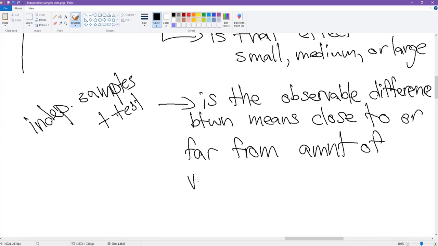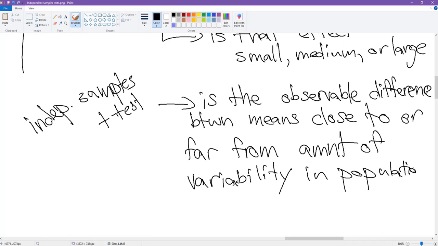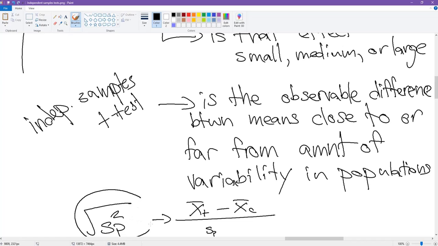That's probably a little confusing, so just give me a second. Variability far from the amount of variability in populations. That's because when you calculate an effect size, all you're really doing is taking the difference between your sample, your treatment means, and your control mean. And you're dividing that over your pooled standard deviation. Not your pooled variance. You take your pooled variance and you square root it in order to get that number.